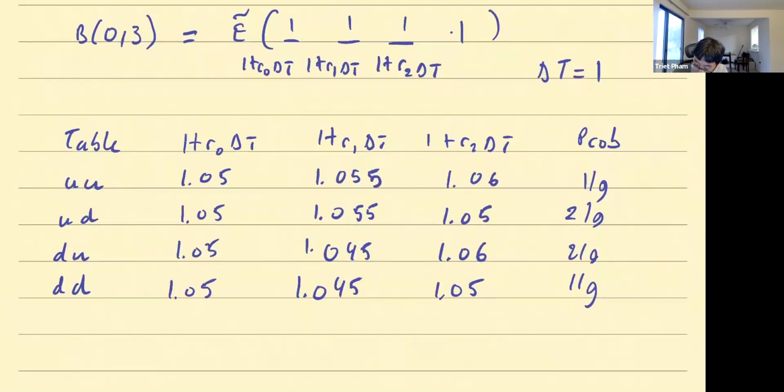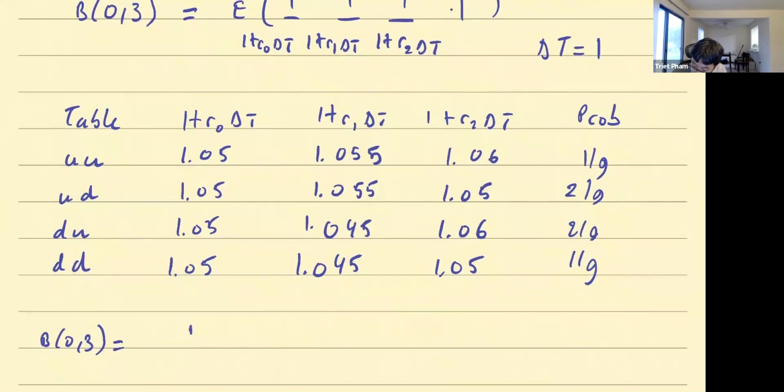Basically, then B03 will be 1 over, right? One of these guys times this probability times this probability times this probability atom. I'll just write once for you.